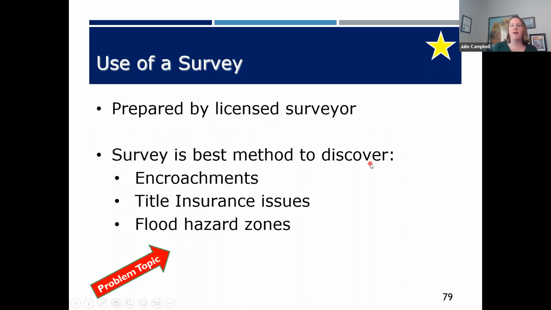So let's talk a little bit more about this survey. It's prepared by a licensed surveyor. It's interpreted by a licensed surveyor. Unless you're a surveyor, we cannot identify property lines, and we cannot interpret the legal description.